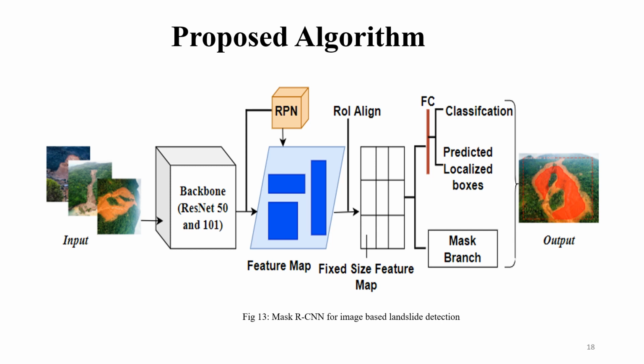And the ROI Align unit is used and a fixed size feature map is generated, which will be used for detecting the landslide regions on the image. The accuracy of the formed regions is determined by the trained transfer learning model. And in the last step, we will get our output.